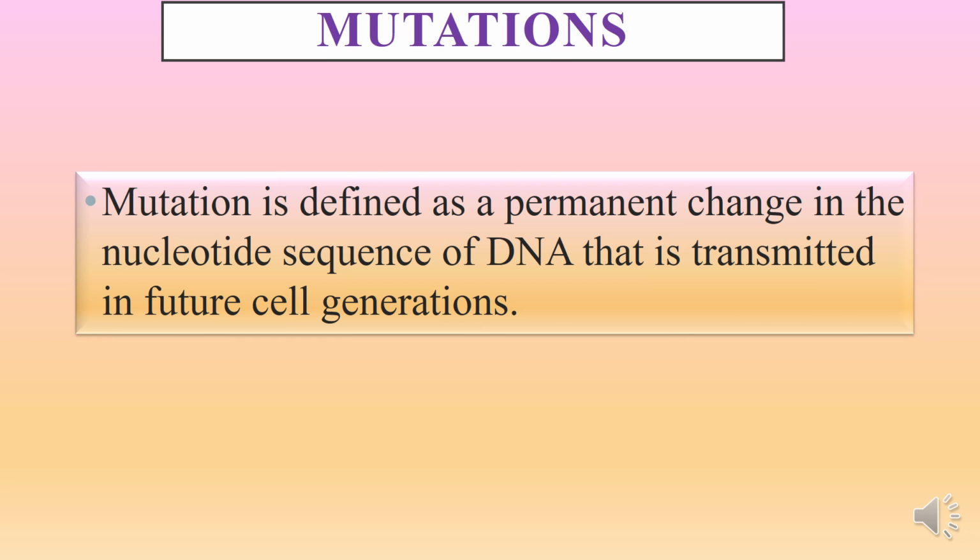Mutations. Mutation is defined as a permanent change in the nucleotide sequence of DNA that is transmitted in future generations of the cells. As you saw, DNA replication has its own proofreading mechanism, and if there are any errors during the replication process, they are corrected by the proofreading mechanism. And during the cell cycle, in the different phases, there are some other mechanisms which correct errors that are caused by different agents.